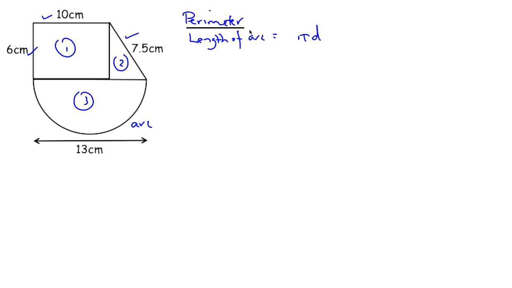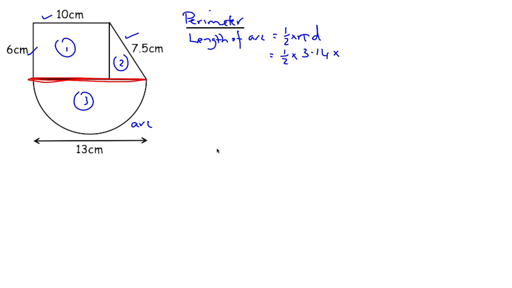We've only got half of a circle, so the fraction I'm going to put in front of it this time is a half. A half times pi d is the length of our arc. So we've got a half times 3.14 multiplied by the diameter. So that's this line that goes all the way along here. Remember, in a semicircle, the diameter is the actual straight edge. Okay. So what is the diameter?